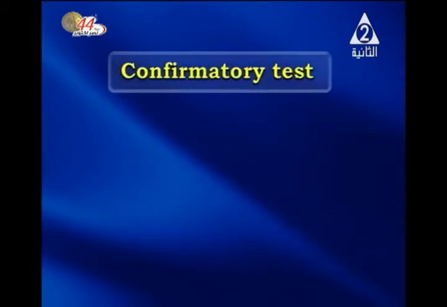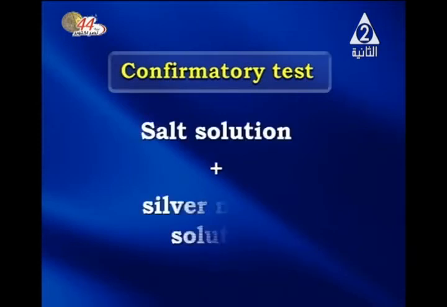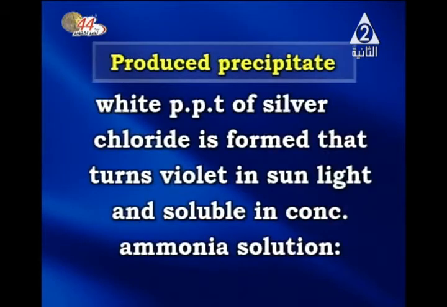Now we are going to discuss the confirmatory test. The salt solution plus silver nitrate solution, the produced precipitate is white precipitate of silver chloride that turns violet in sunlight, as the following animation shows.